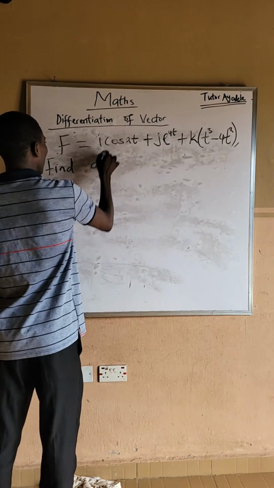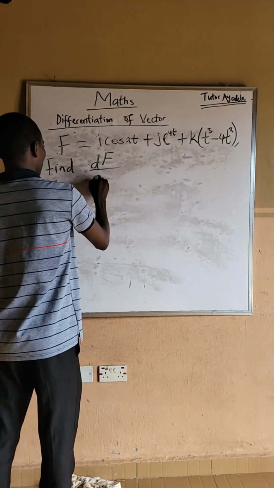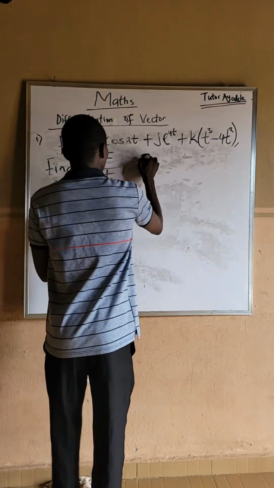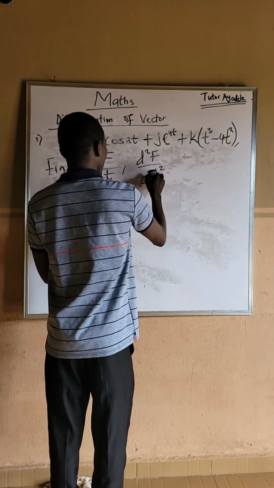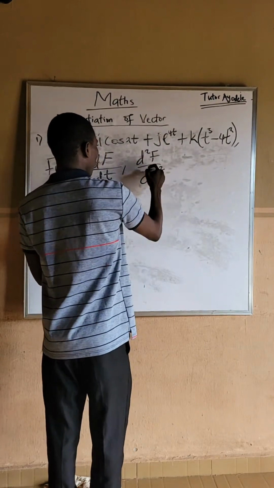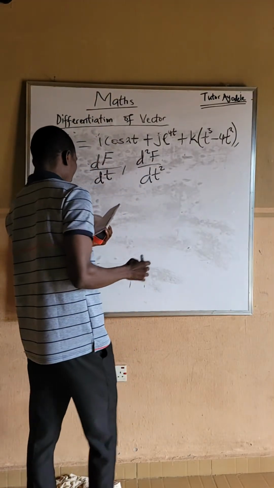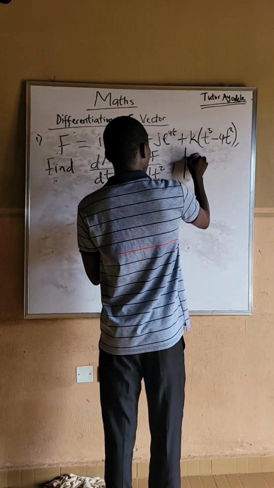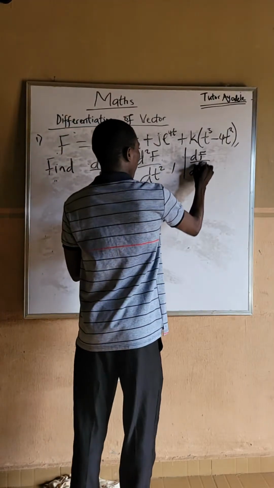Find the df over dt, comma, the d squared f over dt squared. The d squared f over dt squared. Okay. And another thing we have is you have to find the magnitude of the df over dt.